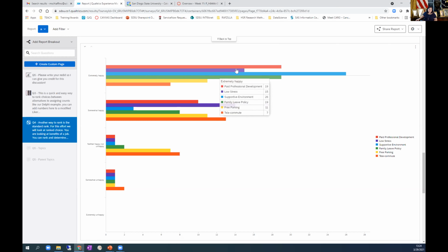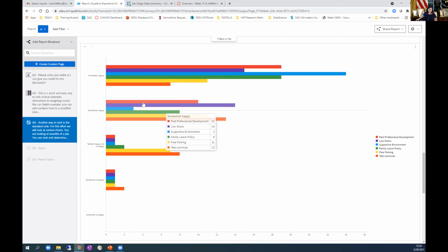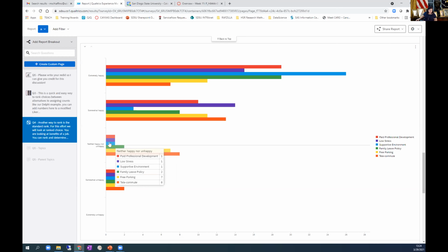So you can see that these were what you value. And then the next set was what you value next, which here was low stress and telecommuting. So they're very close, 14 and 13. And then for those, if you can't see well, the neither happy nor unhappy, so this is a kind of neutral one, was telecommuting and free parking. And lastly, it was telecommuting. So it was very few because most everyone stayed happy up here.